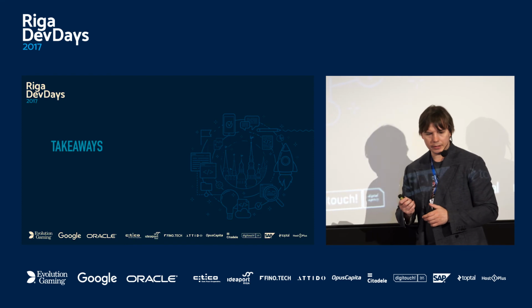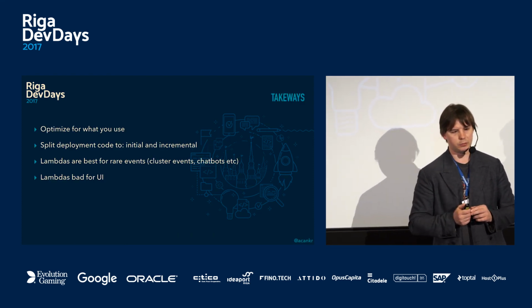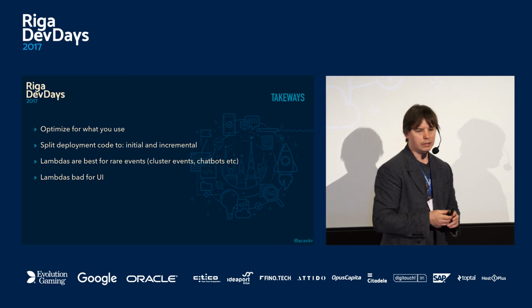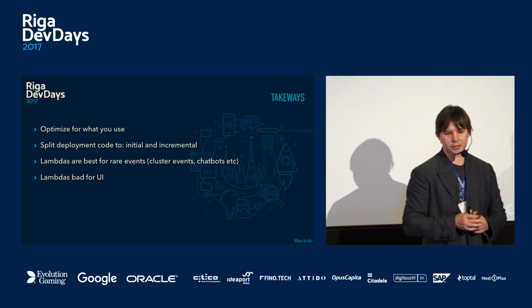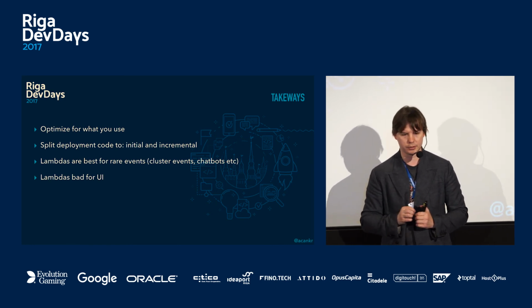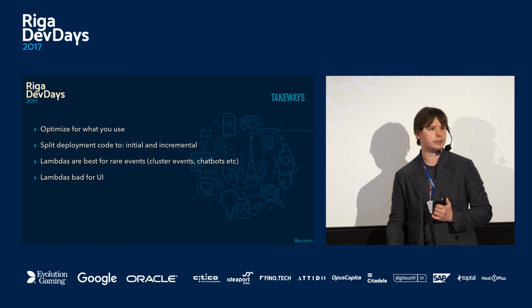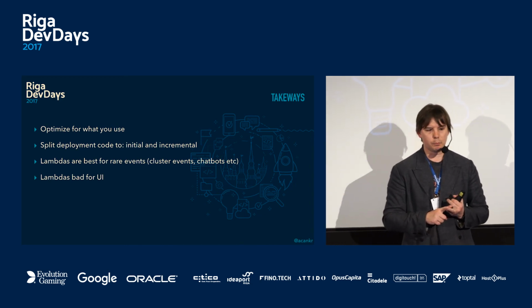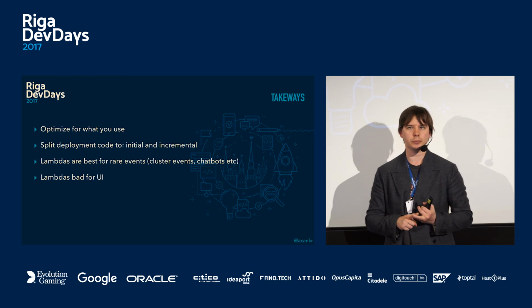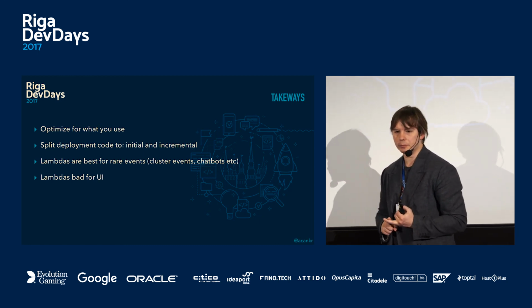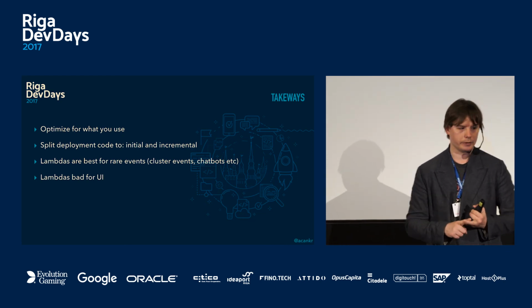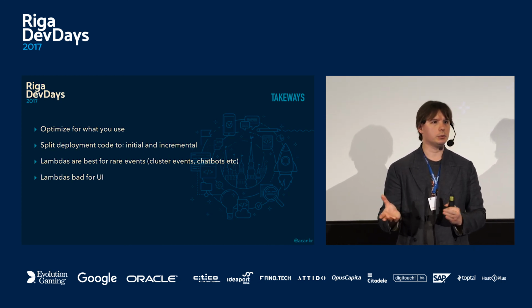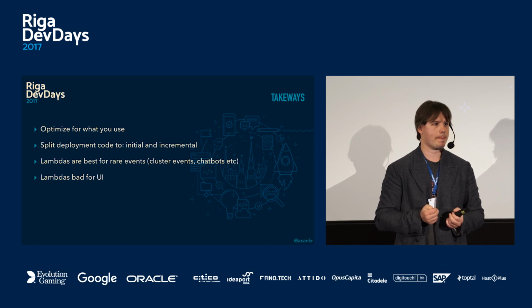That's it. So, once again, optimize for what you use. Split deployment code into two parts, initial and incremental. Lambda is actually the perfect use case, and this is why we stopped using them for the UI, because we wanted more frequent interaction and a better user experience. Do not use it for a UI, because of unpredictable maintenance. But it's perfect for really occasional events, something like a message from a chatbot, DevOps events, something like an auto-scaling group trigger, and so on. Something that you do not put a VM on to listen for an event that appears twice a week. Use Lambda for that.